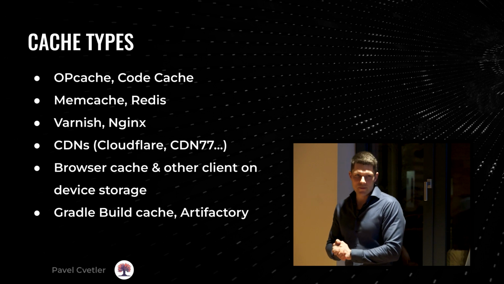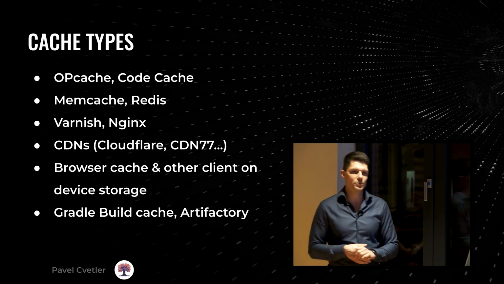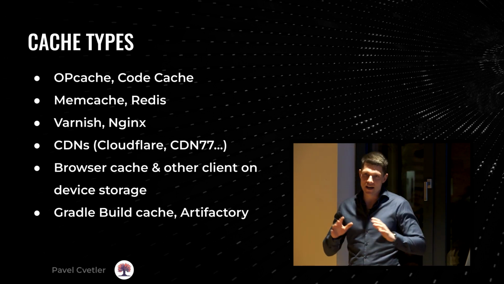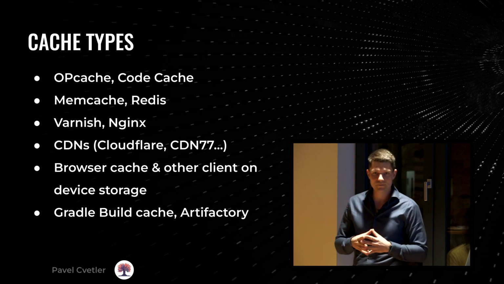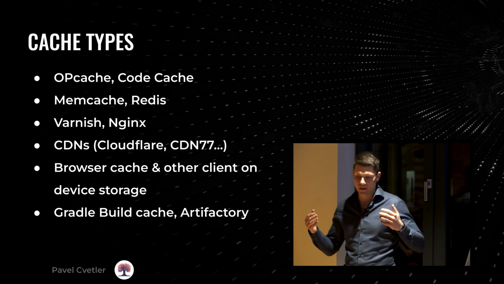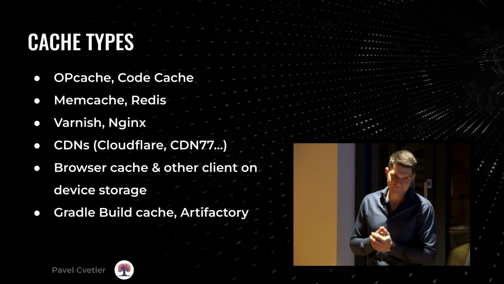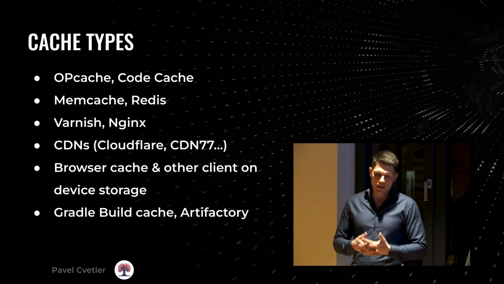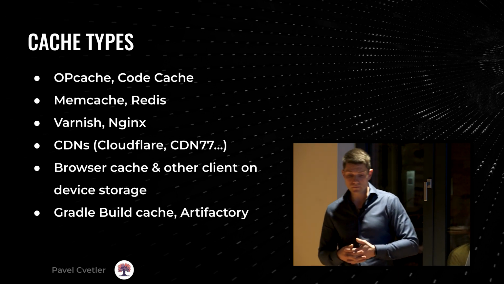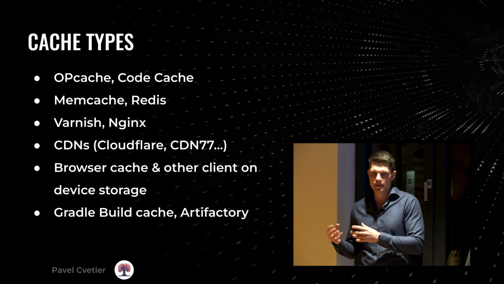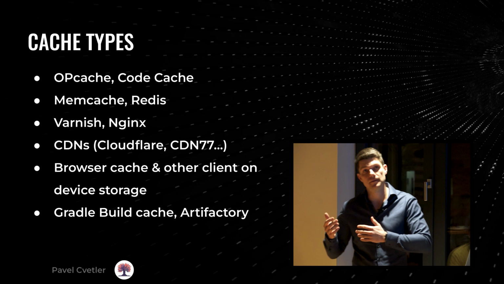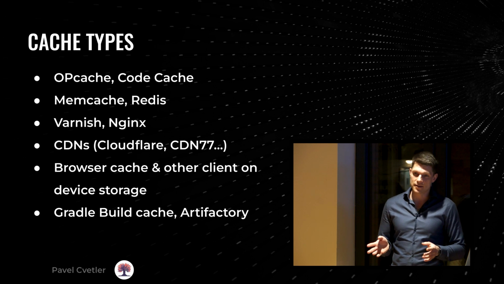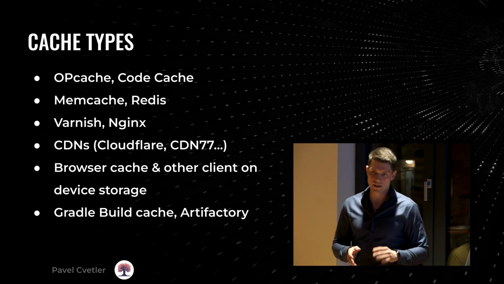So what are the types? Maybe someone will be surprised by the list I chose. I tried to divide the types of caches into categories as I think that they work. So the first one, for everyone here, is the cache for the compiled bytecode translated to the native code that your CPU can understand. And if we are talking about performance, I think it's a crucial thing to mention, at least.